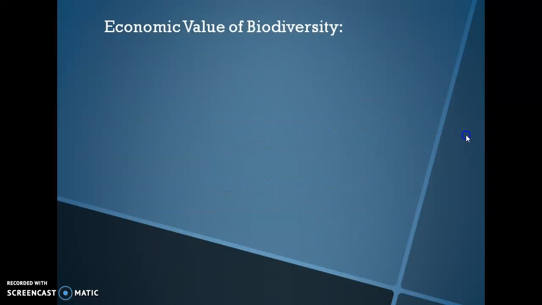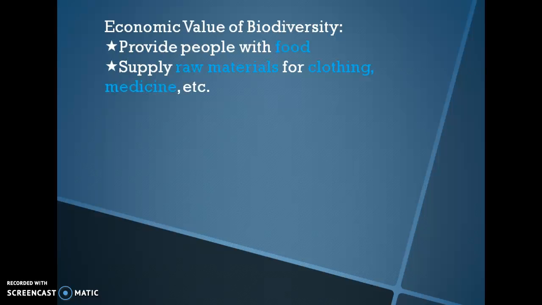The economic value of biodiversity: it provides people with food. For us, that's probably one of the biggest things, those basic needs. It also supplies raw materials for clothing and for medicine.